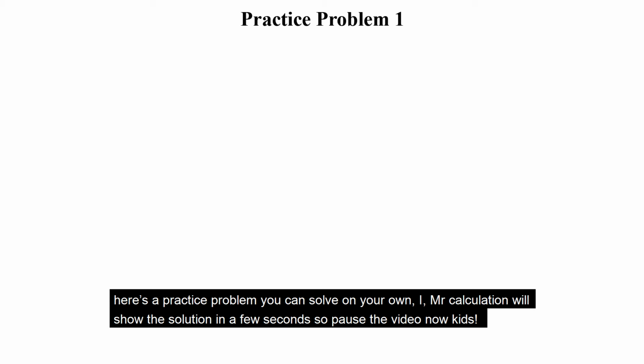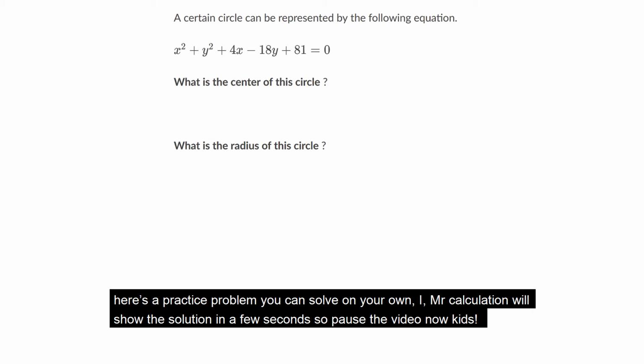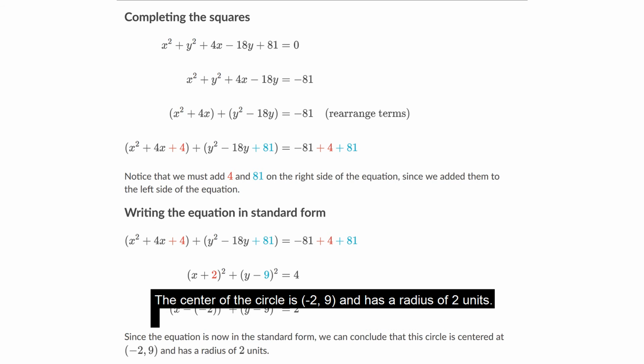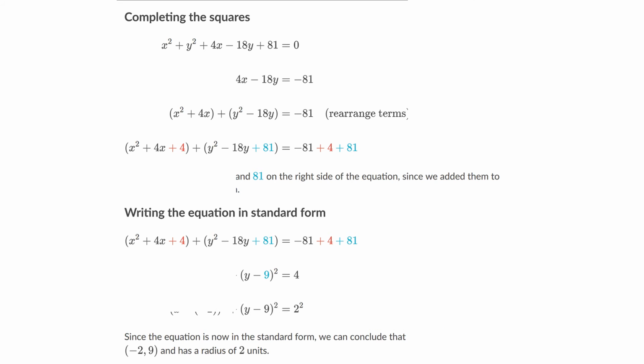Here's a practice problem you can solve on your own. I, Mr. Calculation, will show you the solution in a few seconds, so pause the video now, kids. Okay, now I'll show you the solution. The center of the circle is negative 2, 9, and has a radius of 2 units.